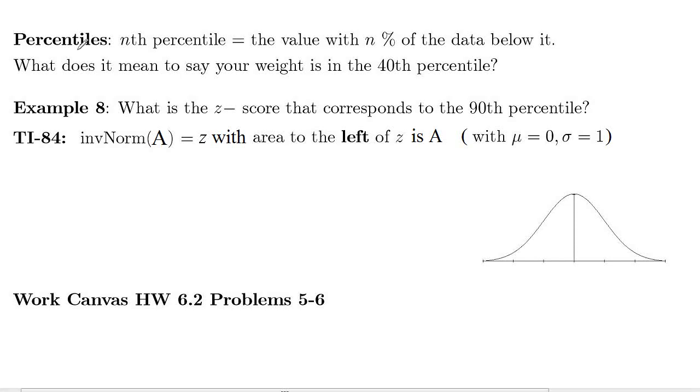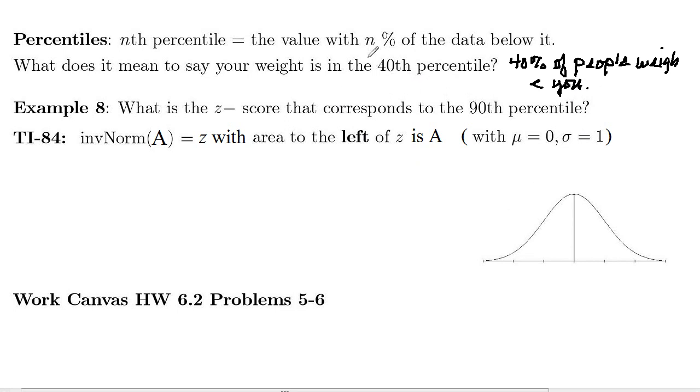So now we want to treat this idea of percentiles. Remember that the nth percentile is the value with n% of the data below it. So for example, if we ask, what does it mean to say that your weight is in the 40th percentile? That means that 40% of people weigh less than you. Okay, so 40% of the data is below your weight.